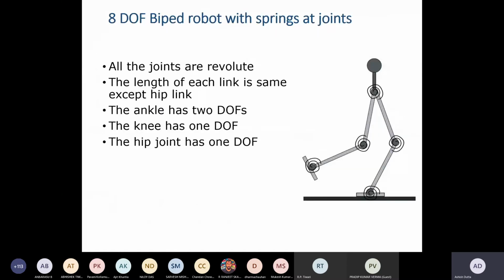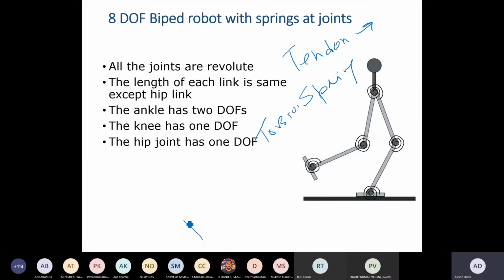So what we tried to do is make a biped robot which has springs in the joints, and if you put springs in the joints, it behaves like the tendons. Okay, so our objective here is that the tendon is replaced by a spring, a torsion spring in this case.